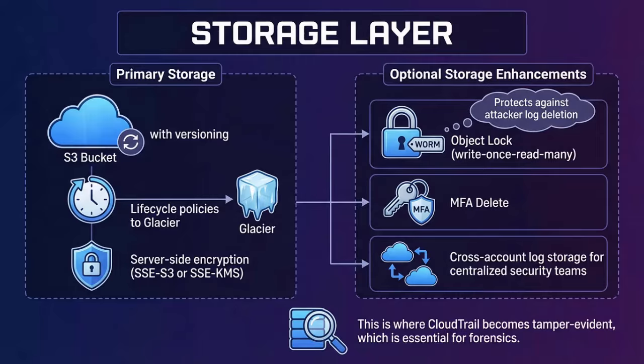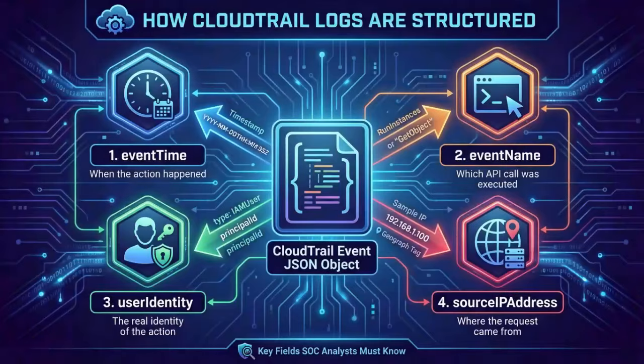Now, there are optional enhancements to storage, such as maybe Object Lock. Object Lock basically protects against an attacker attempting to delete the logs. And of course, other enhancements are MFA delete and cross-account log storage for centralized security teams. So here, CloudTrail becomes tamper evident.